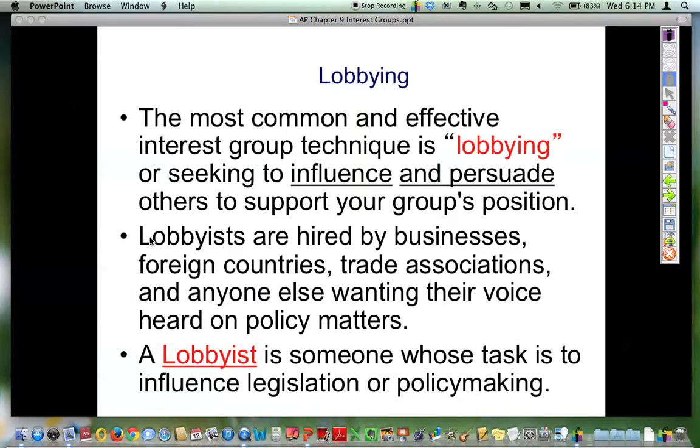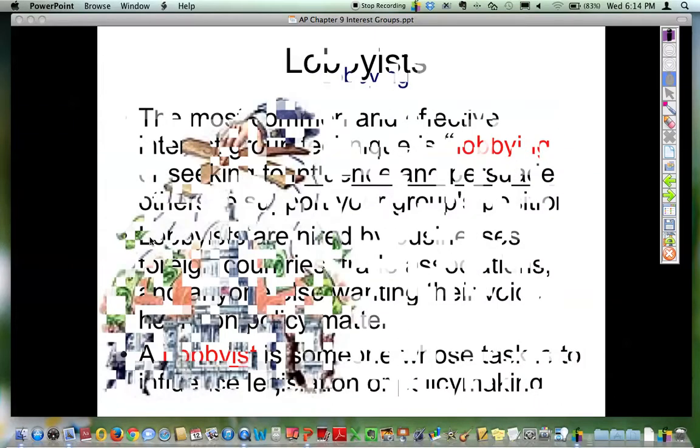Jack Abramoff in the case study that we watched was a lobbyist who was hired by many different companies to represent them on Capitol Hill. So a lobbyist is someone whose task is to influence legislation, which is laws and policy making.